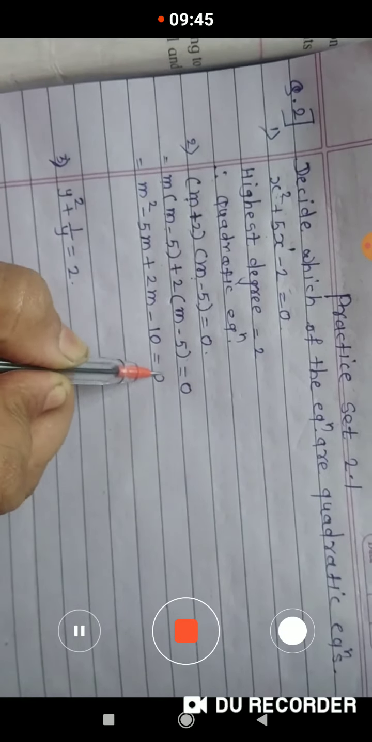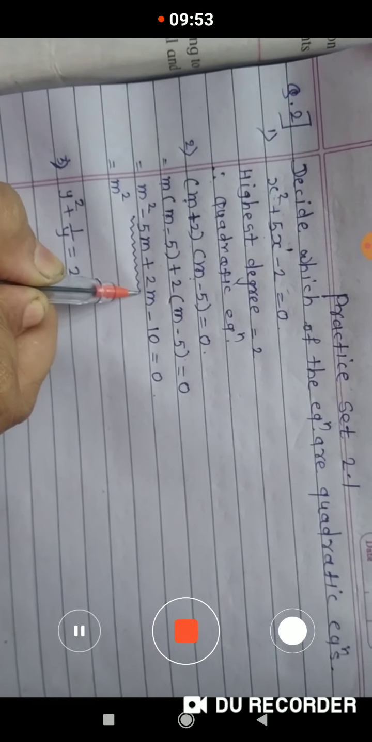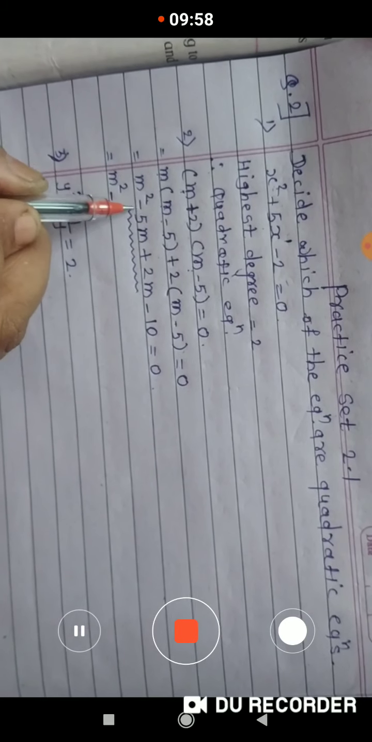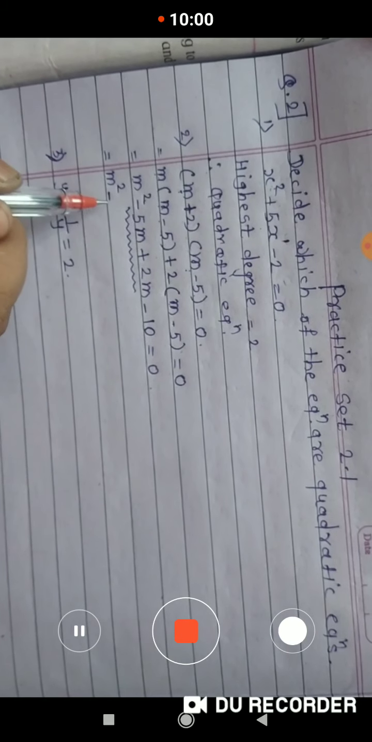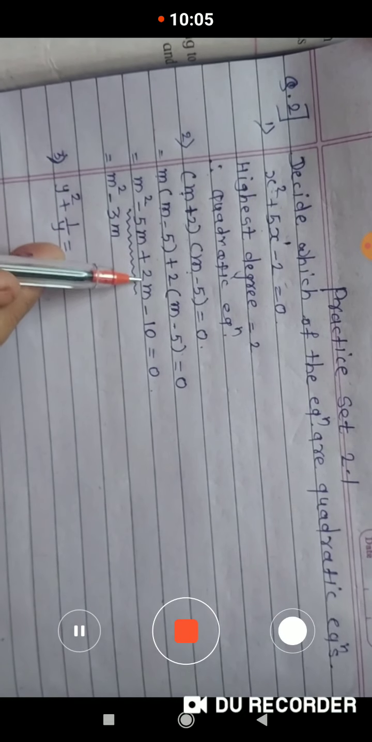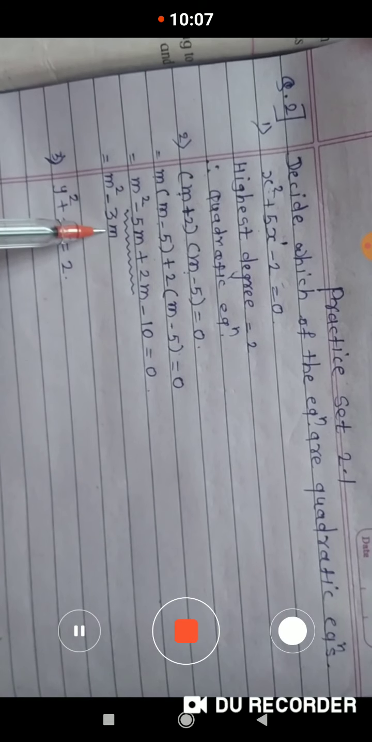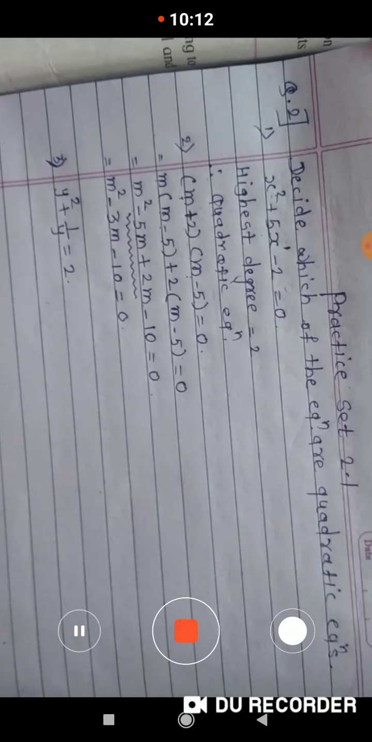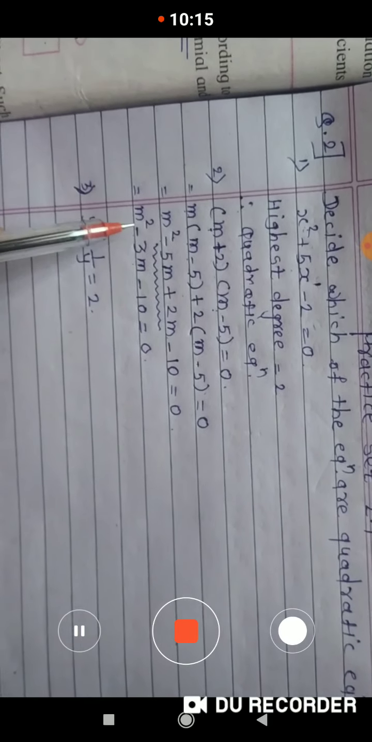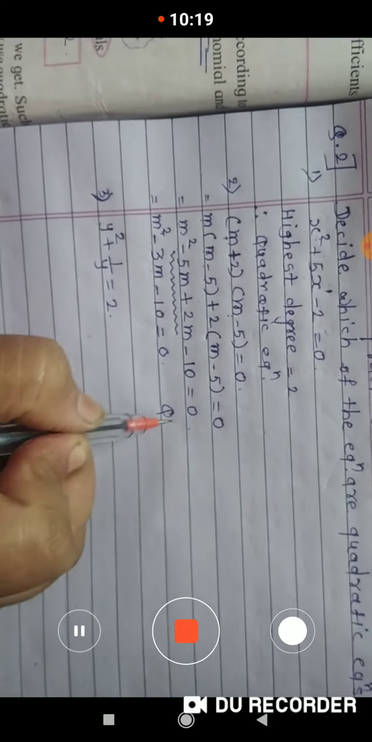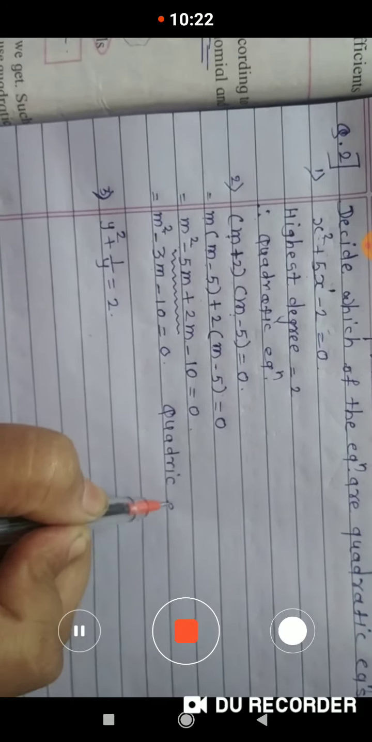Okay, now here we can write m square. Now see, minus 5m plus 2m, minus plus becomes minus, that means 5 minus 2, 3. Minus 5m plus 2m becomes minus 3m. Minus 10 is equal to 0. Okay, see here, the maximum index of the variable is 2. Therefore again it is a quadratic equation.